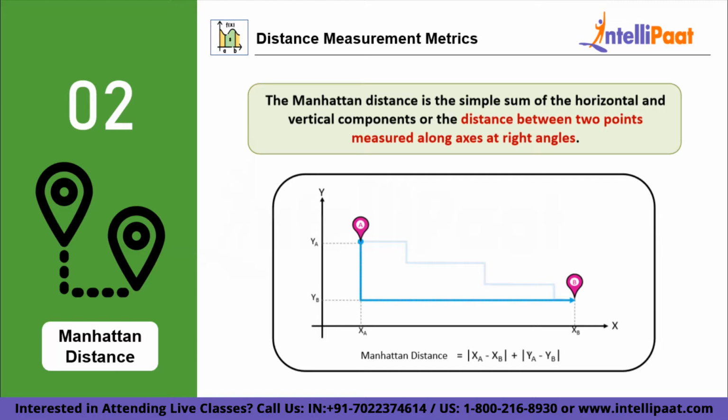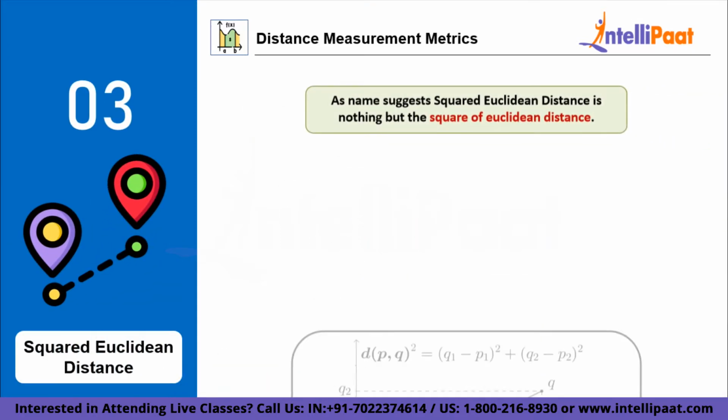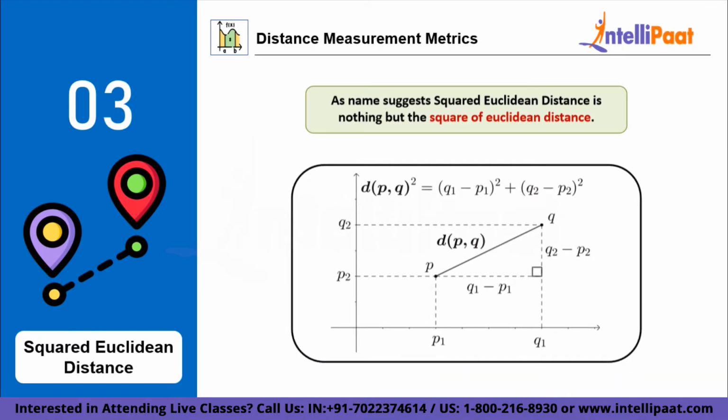Third up is squared Euclidean distance measure. As its name suggests, it is nothing but the square of Euclidean distance. So the formula for squared Euclidean distance will just not contain the square root computation. So it will be (q1 minus p1) squared plus (q2 minus p2) squared.